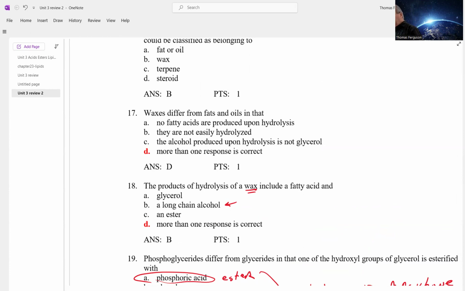Okay, wax is different from fats and oils. Now, fats and oils are triglycerides. Okay, so they've got that glycerol backbone. Waxes don't. Okay, so these guys are triglycerides, and this is a simple ester.